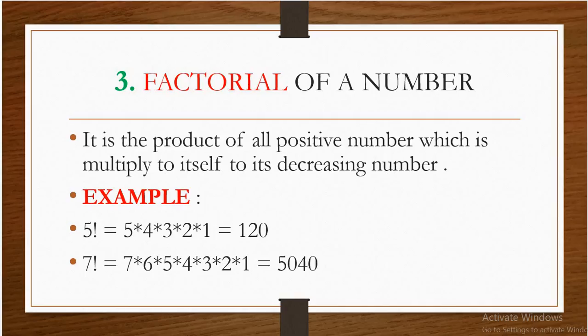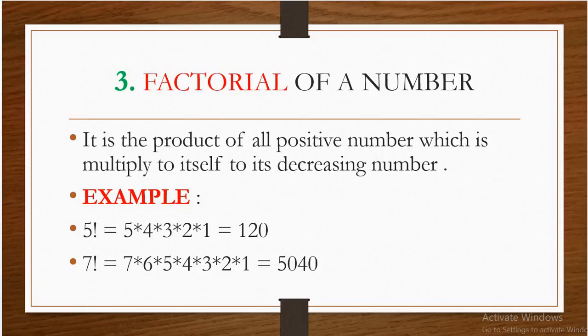Okay. Now we are going to start the third program, and it's also a very basic program in Java. How to find the factorial of a number. What is the factorial of a number? It is a product of all positive numbers which is multiplied to itself in its decreasing order.